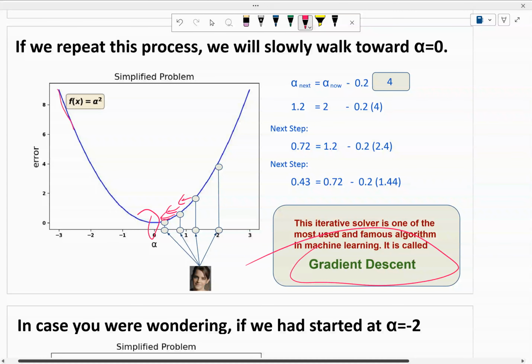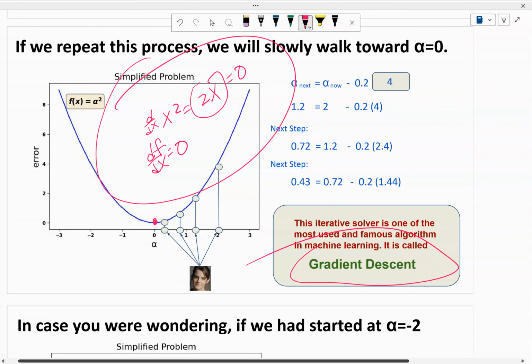Now, over this particular example with x squared, we know the minimum point must be the point where the derivative is 0, df/dx equals 0. If the derivative is 2x, then the point where it's 0 has to be 0. So this particular case is easy because we can just take the derivative and set it to 0.